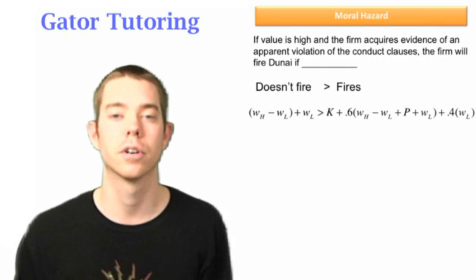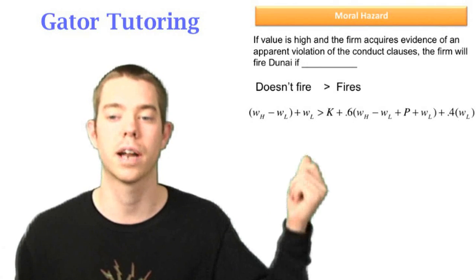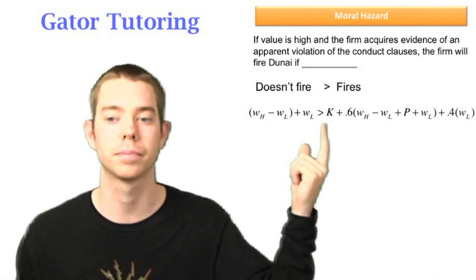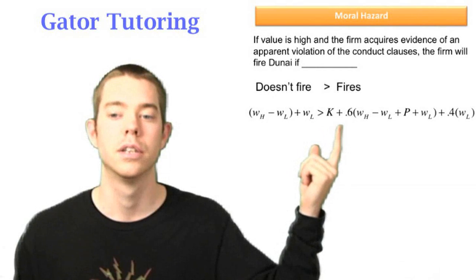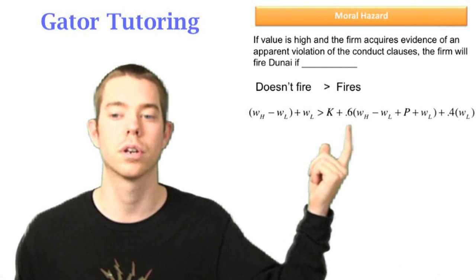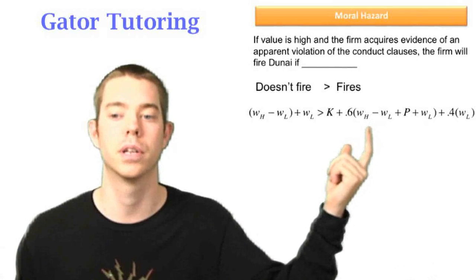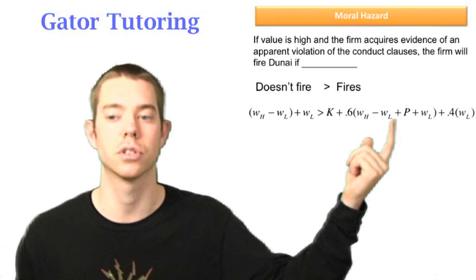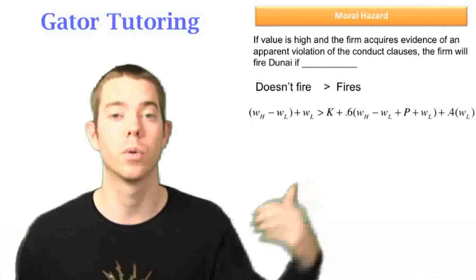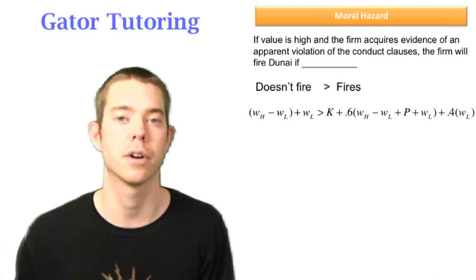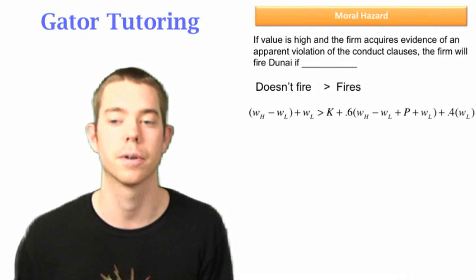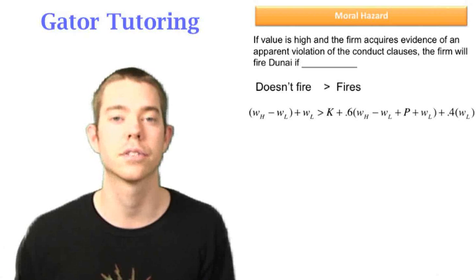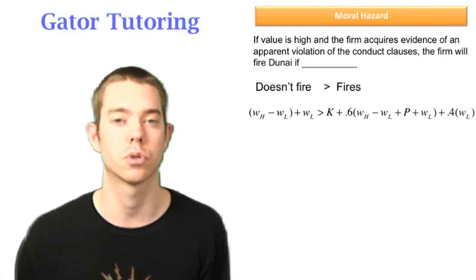But now firing her, well, what does firing her look like? Well, we're going to have to pay K because we're going to go to court if we're the firm. 60% of the time we're going to lose in court, and we're going to end up having to pay her her bonus and her base salary, and also P, some punitive damages. 40% of the time we're going to win in court, and we're only going to have to pay her the base salary, WL, and then we'll fire her. So this is the right answer. Now we just need to make it match an answer choice on the test.